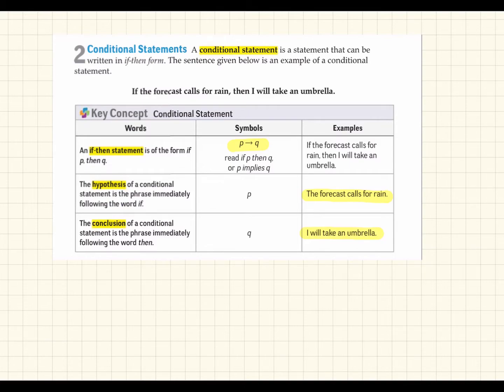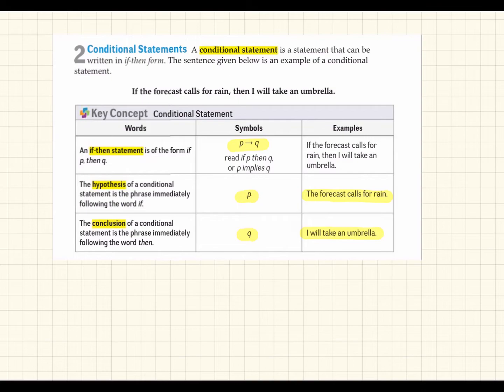In the example to the right, if the forecast calls for rain, then I will take an umbrella. Again, we have a hypothesis, represented here by P, and a conclusion represented by Q. So that's a conditional statement. A conditional statement is a form of a compound statement. It's one statement that is reliant on the truth value of another statement.